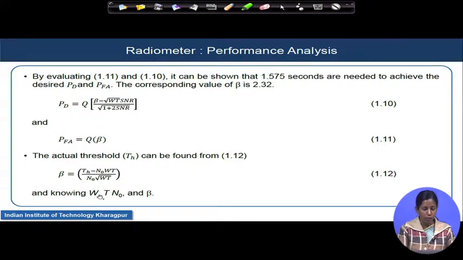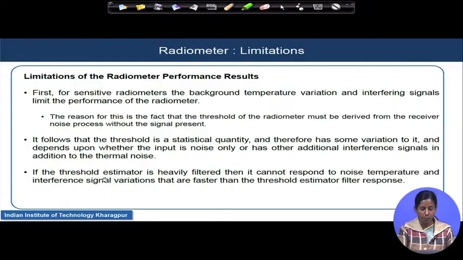So, once we know the W, the bandwidth that needs to be designed for the band pass filter of the detector architecture, the time period for the integration, the noise power spectral density, and also the value of the beta, the TH can be easily calculated.